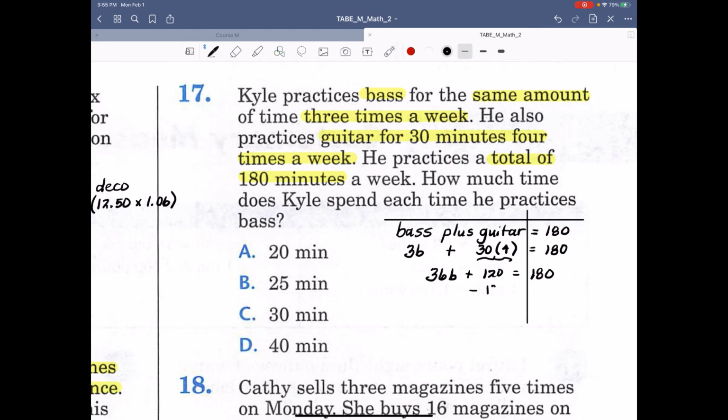So I'm going to minus 120 and minus 120. So I'm left with 3b. I don't know where I got 36. Oh, I do. I thought that b was a 6. 3b equals 60. And then divide both sides by 3. So each time he practices bass, he does it for 20 minutes. Number 17 is A. It's a good algebra equation.